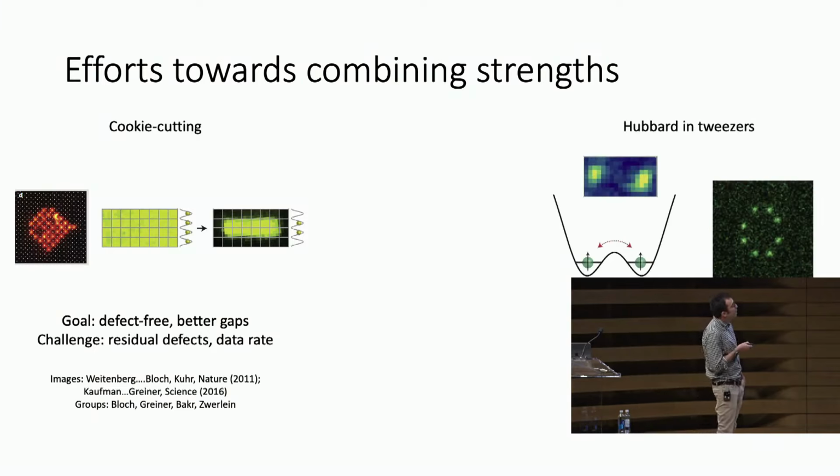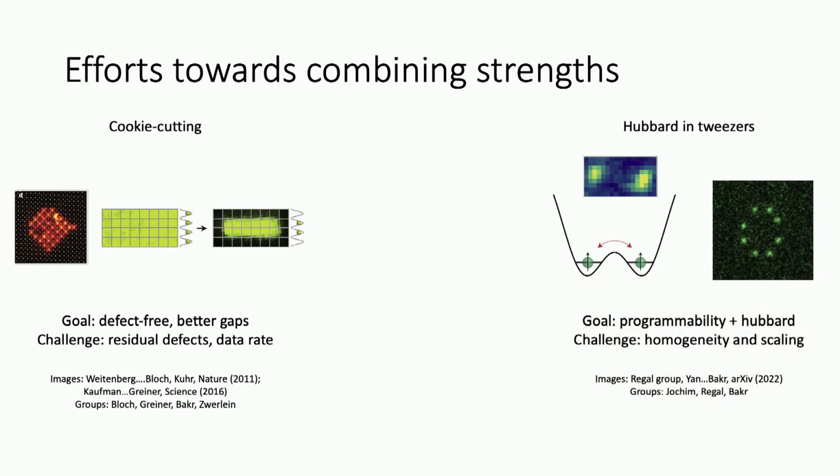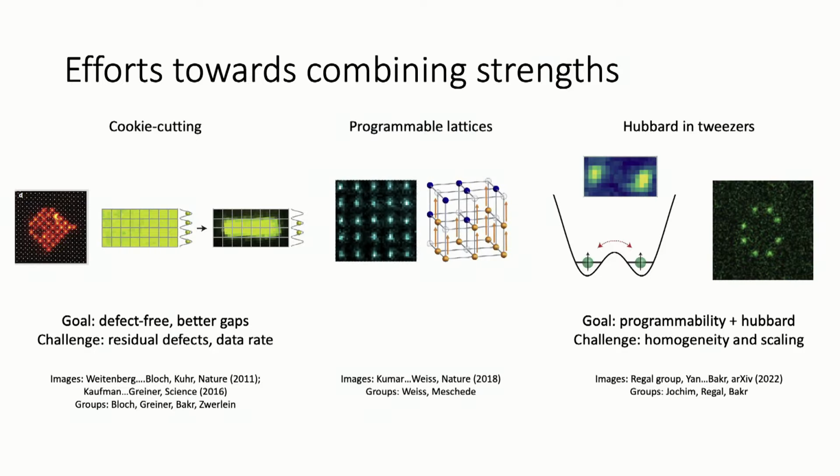On the flip side, we have tweezers now trying to do itinerant experiments. In Cindy Regal's group and Selim Jochim's group, and more recently in Waseem Bakr's group, the goal has been to combine the programmability of tweezers with the itinerance seen in microscope systems. One challenge here is getting all of these tweezers to be balanced at the level where the tunneling can be coherent across many tweezers. I want to highlight as well work from Dave Weiss's group, and before him, Dieter Meschede's group, where programmable lattices are used to shuffle atoms around to do a variety of different experiments.